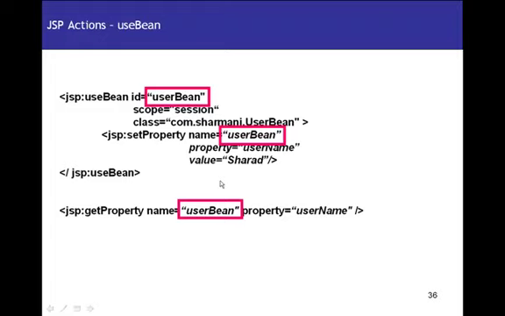So this is a simple example of the JSP useBean with set and get properties. As I just discussed earlier, here we are using the setProperty action within the body of the JSP useBean. Here you see that whatever ID I have specified in the JSP useBean element is used as name in the setProperty and getProperty actions, right? So this is about the JSP actions in brief.